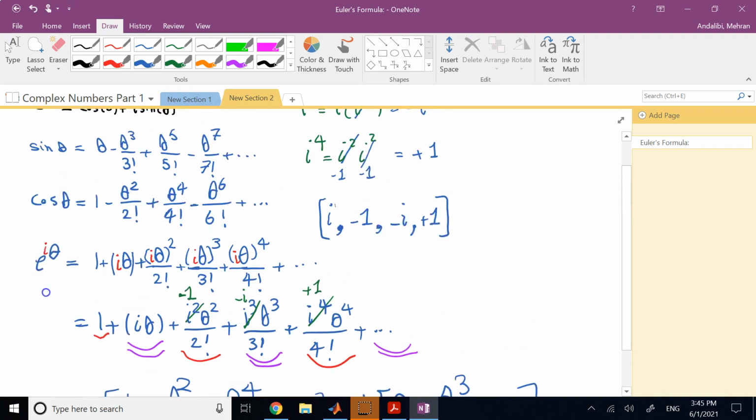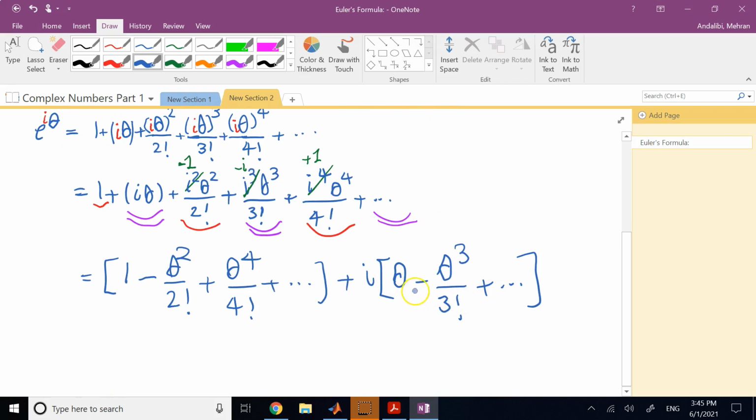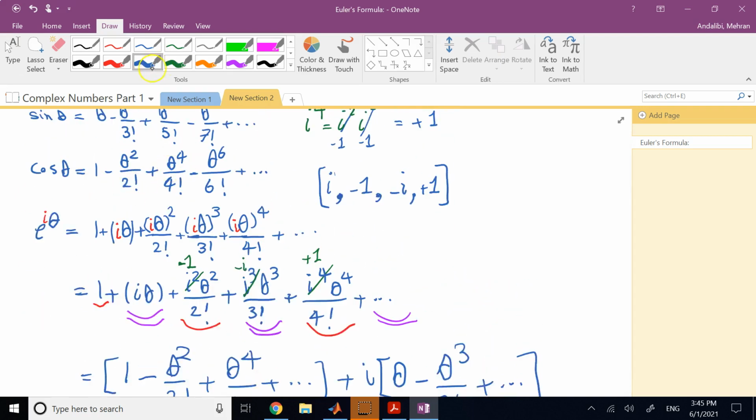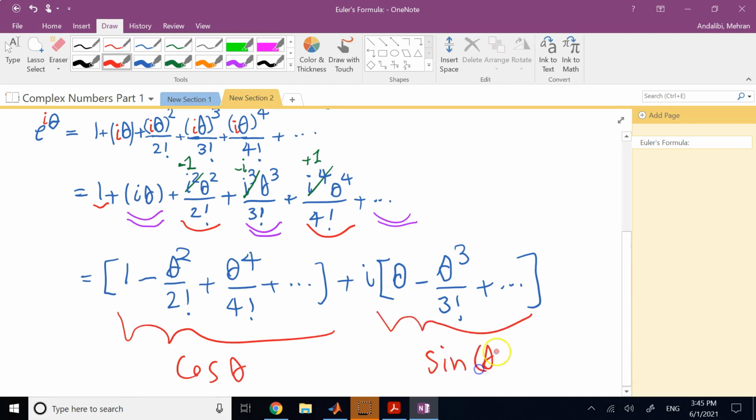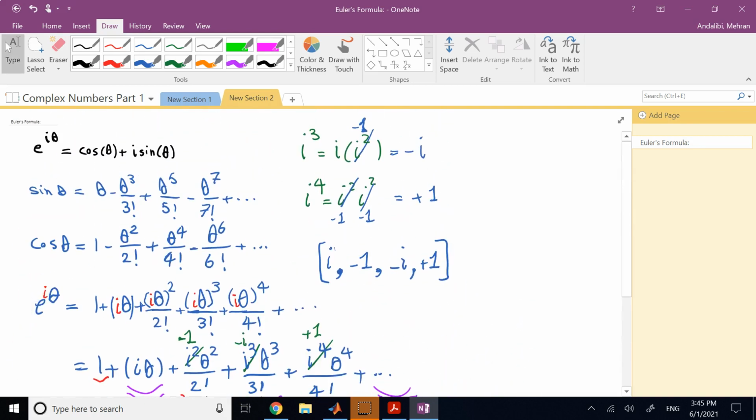And guess what? If you look at these, this real portion is clearly the cosine function, and the imaginary portion is clearly what? The sine function. Therefore, exponential of i theta is cosine theta plus i times sine theta. And this very important formula is one of the most important formulas that you will use when you're dealing with complex numbers. Okay, extremely important.